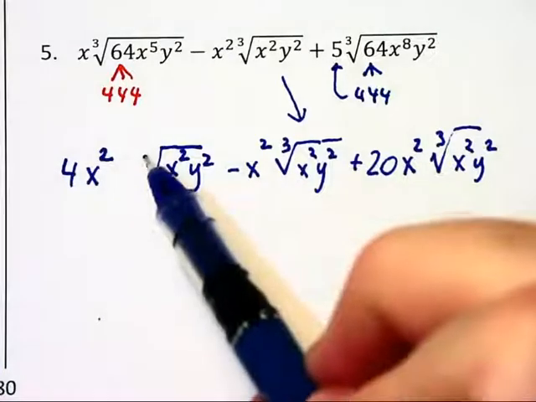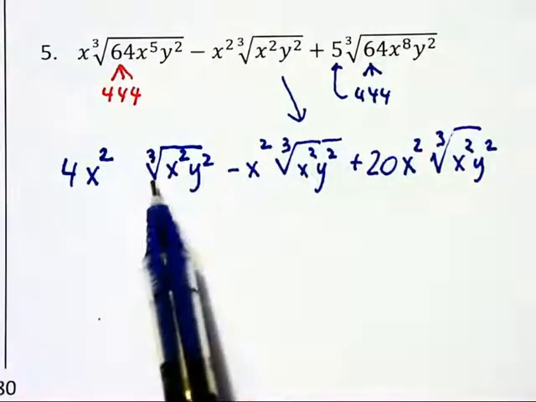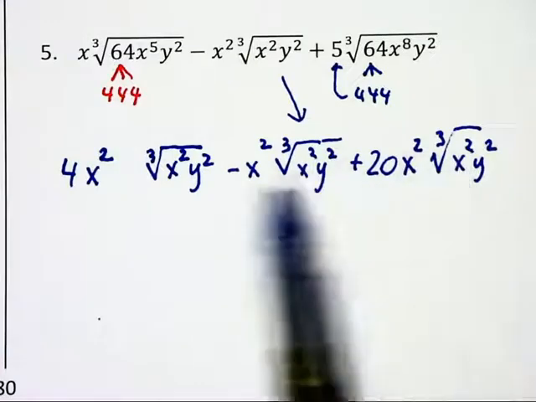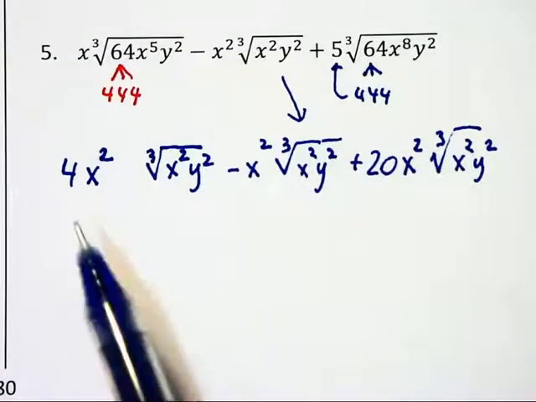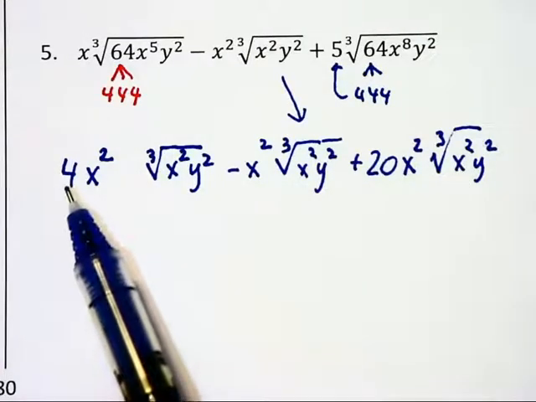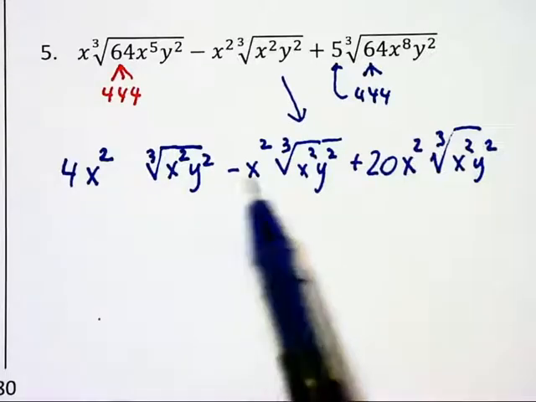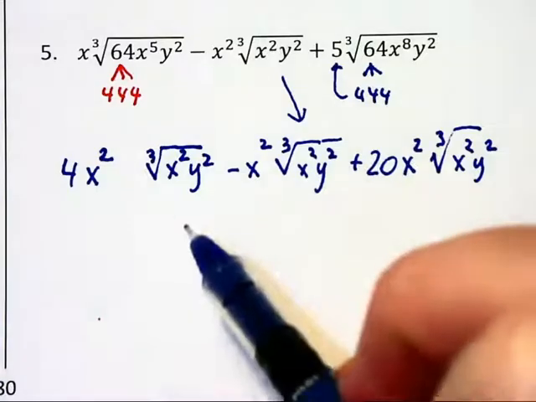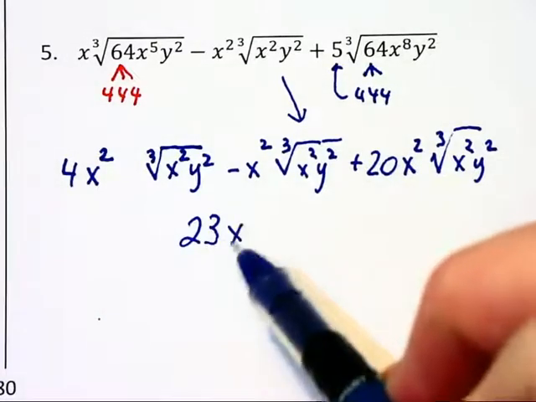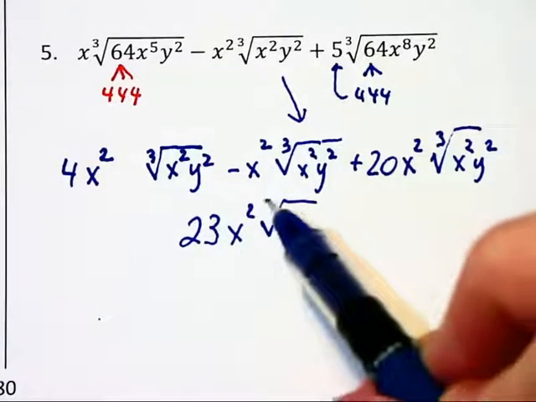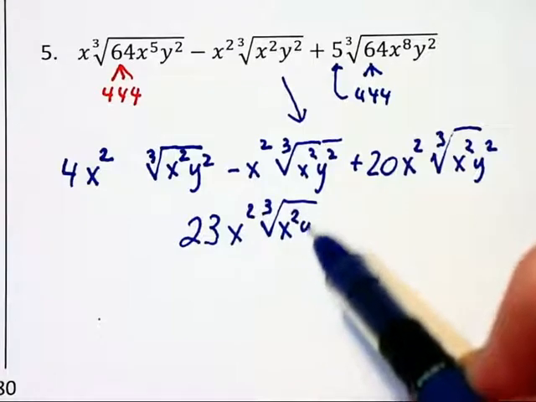I left off my little cube root symbol there on the first one. Notice how I'm double checking that as I work through here. And we're going to have 4 of the x squareds minus 1 of the x squareds. We're down to 3 of the x squareds. Plus 20 gives me 23 of the x squareds times the cube root of x squared y squared.